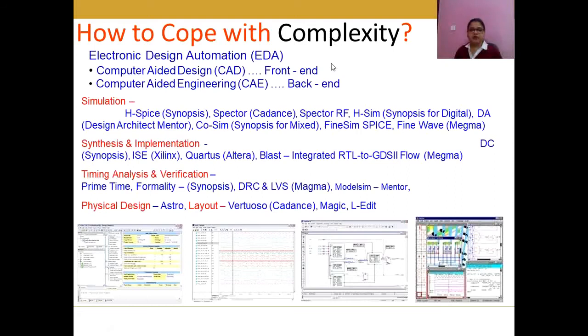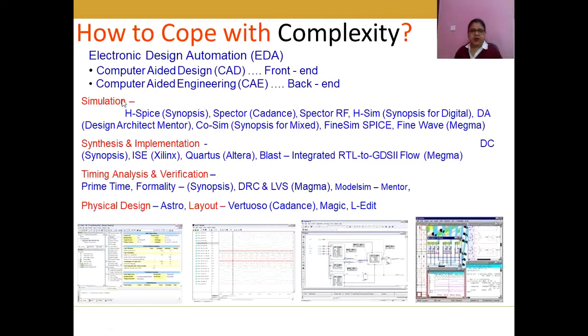Now, how to cope with the complexity of this? At a certain level, different tools are present, like the electronic design automation tools, known as EDA. It has two categories. One is known as computer aided design, which is for the front end design, and the other is computer aided engineering. This category is for the back end.